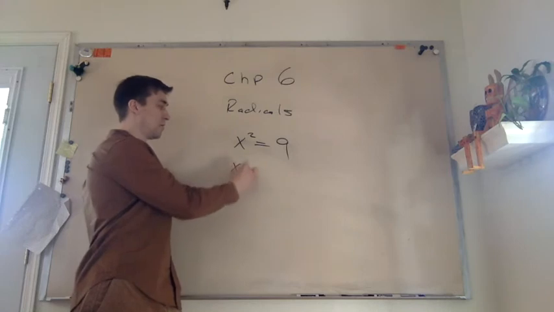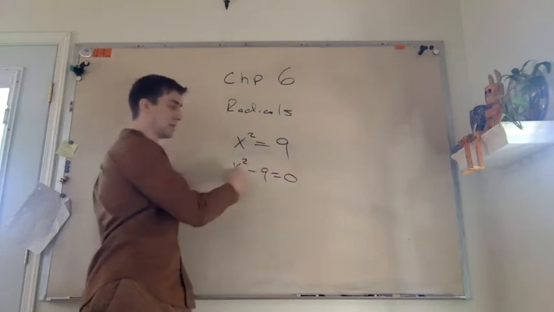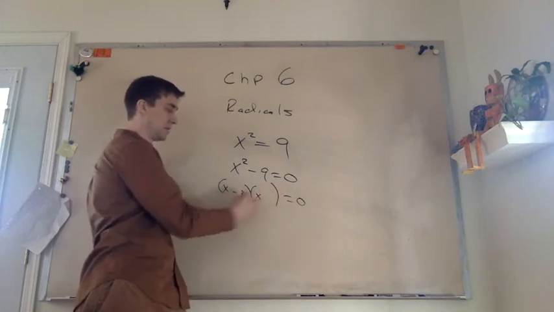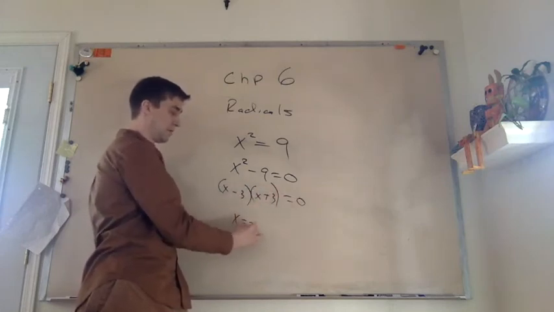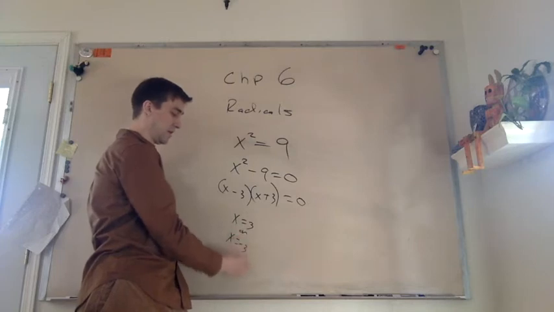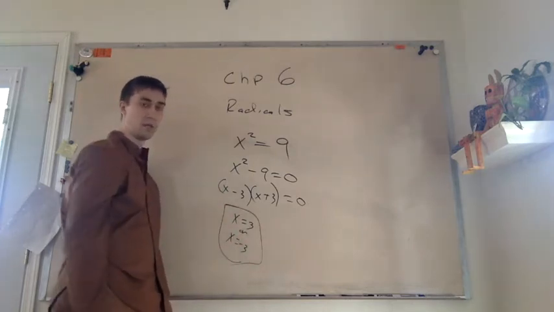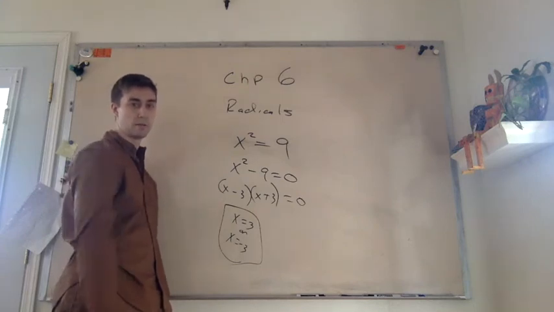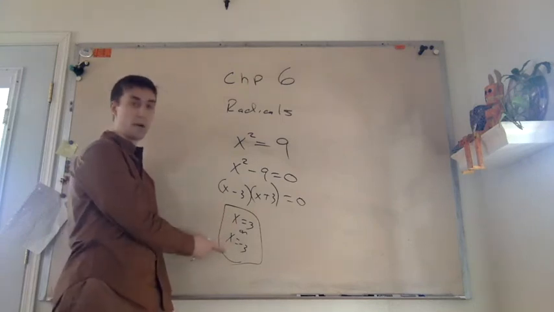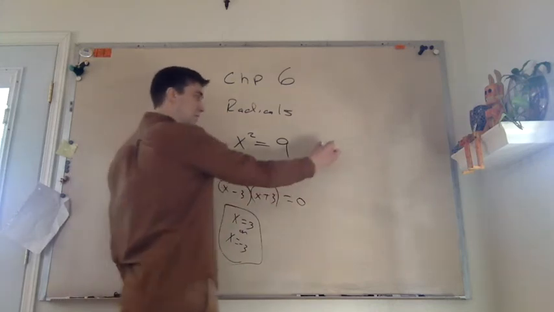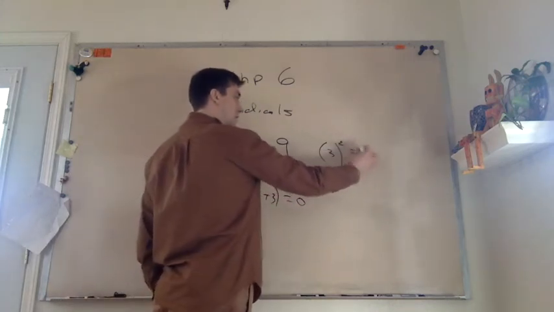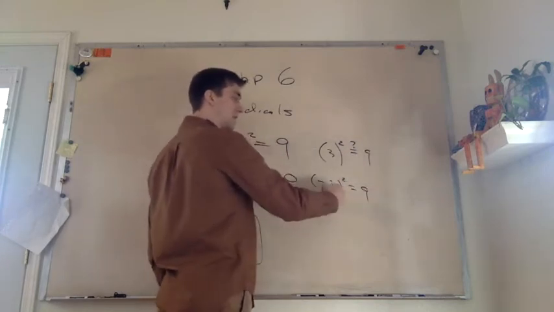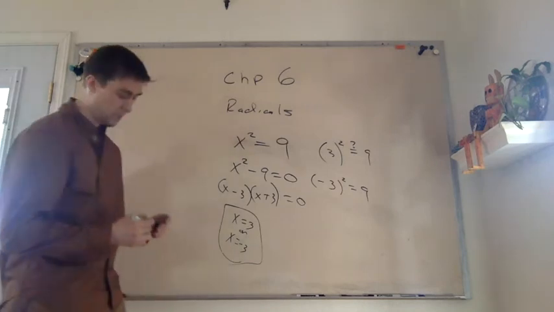Normally what I would probably do is subtract 9 from both sides. This is standard form, and since this is a difference of squares, you factor to get (x minus 3)(x plus 3). So x is equal to 3, or x is equal to negative 3. There are 2 solutions. There are 2 ways that you can square something to get 9. You can check this: is 3 squared equal to 9? Yes, it is. Is negative 3 squared equal to positive 9? Yes, it is.